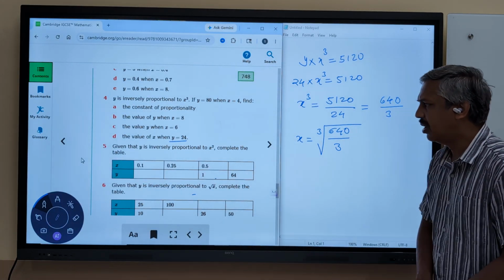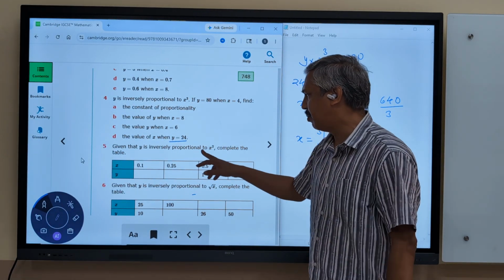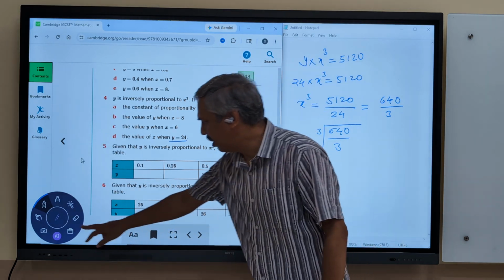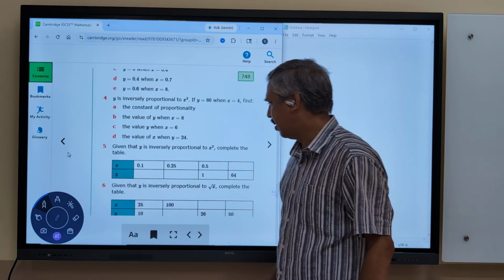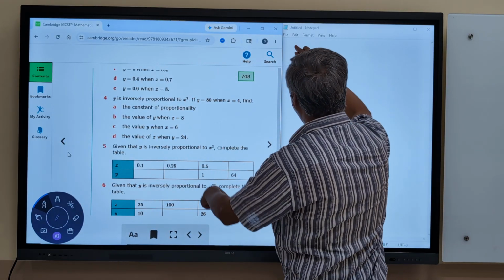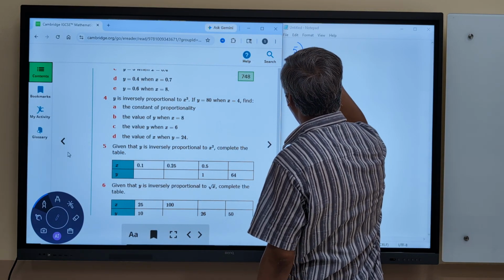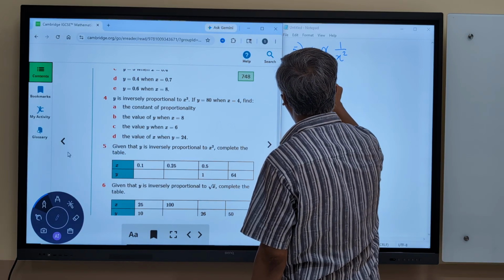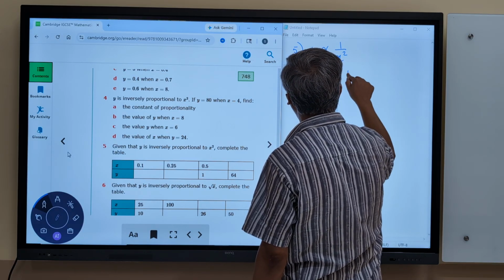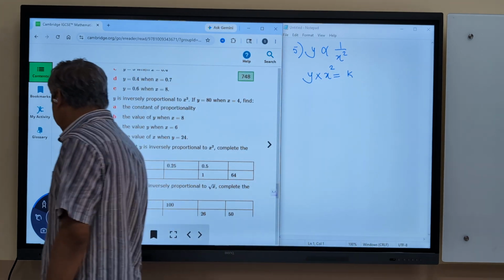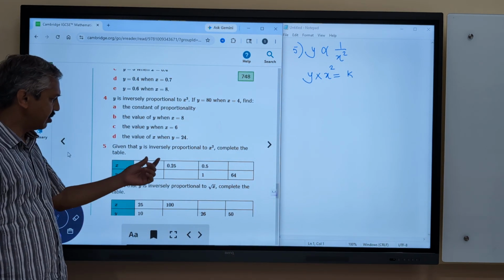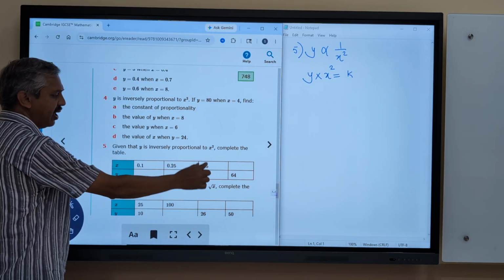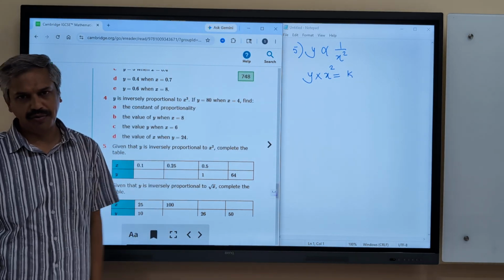Question number 5. Y is inversely proportional to x square, so y into x square must be constant. We will complete the table now. So y is inversely proportional to x square, so y into x square is equal to k. We'll take those values where x and y both are known, so I can find the value of k.